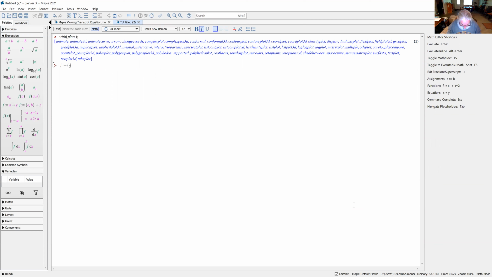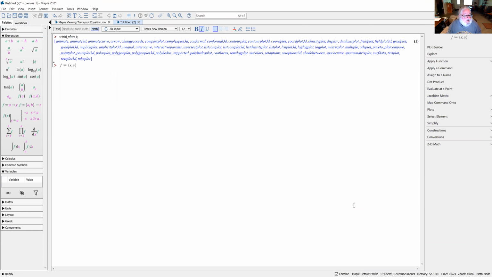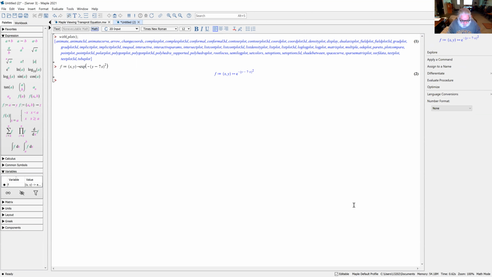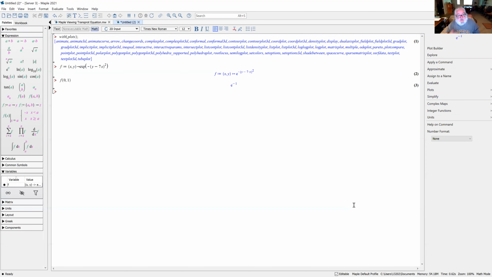What do functions do? They take inputs, x comma y. And I'm using y instead of t here. Goes to, maps to, and the function we're interested in is exp of minus y minus 7x quantity squared. And so there's our function, and it knows, right? If you ask it what is f of 0, 1, it'll tell you it's e to the minus 1.